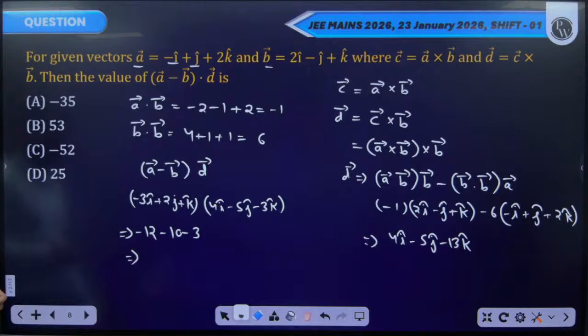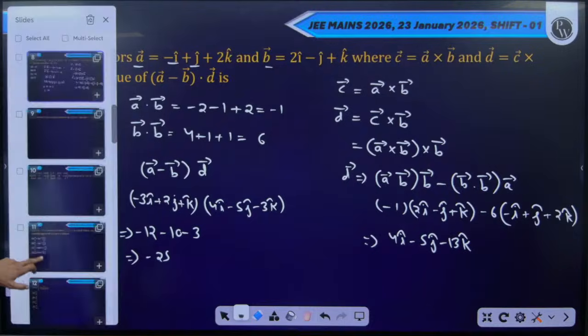So what is your answer? Minus 25. So maybe there is some correction in the option, or just check the calculation once. I think the calculation was correct. It may be possible that there is some correction in the option also, right? But the calculation is correct.